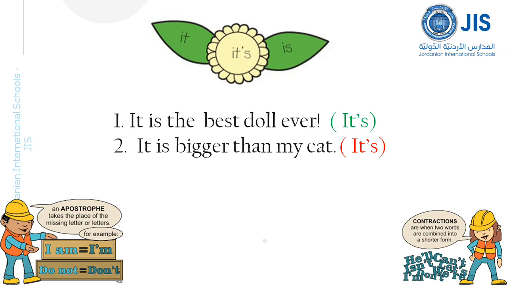Or shorter word. Alright, are we done with it is? Yeah, we know that when we combine them, we make a new word called its. And of course, the apostrophe is very important in our contractions.